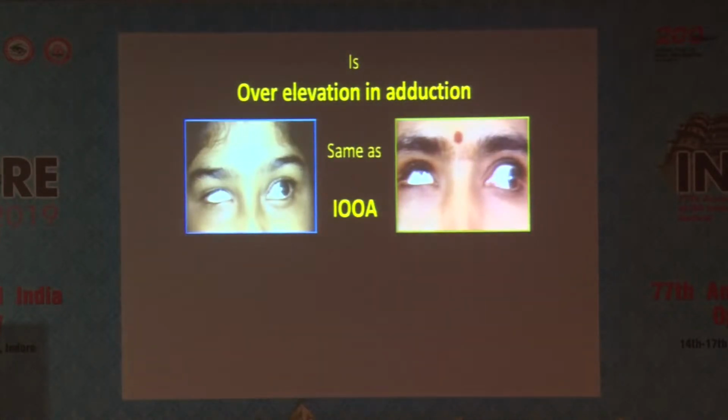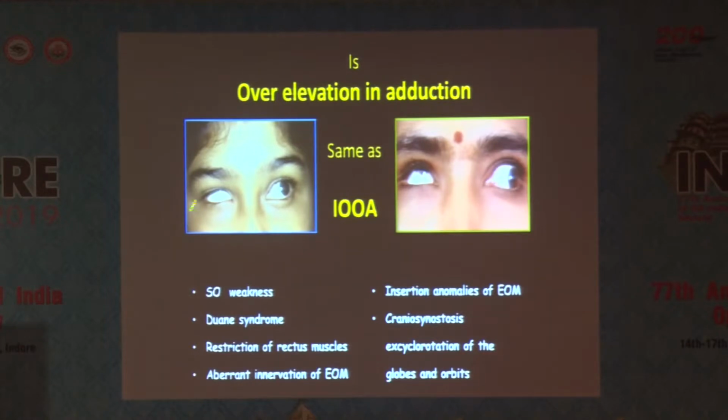So let me start with a simple question. Is over elevation in adduction the same as inferior oblique overaction? Inferior oblique overaction presents with over elevation in adduction. Is it the same? The answer is no. Many of these over elevations in adduction could be due to something else, like a nuance with an upshoot. So inferior oblique overaction is not the same as over elevation in adduction.